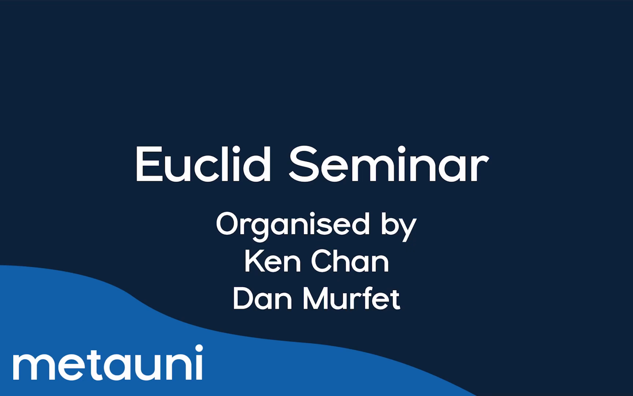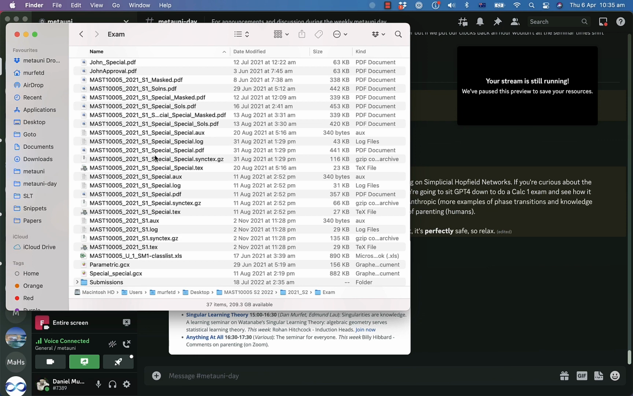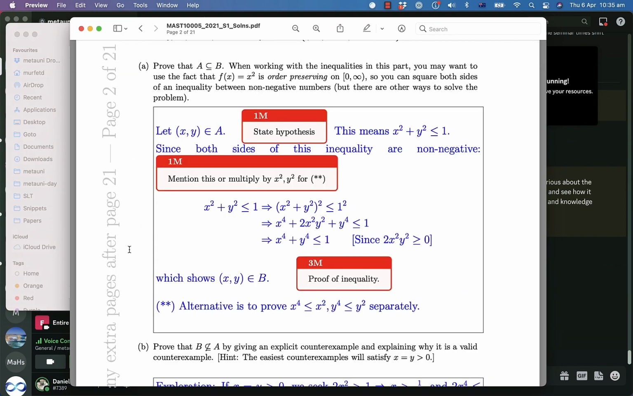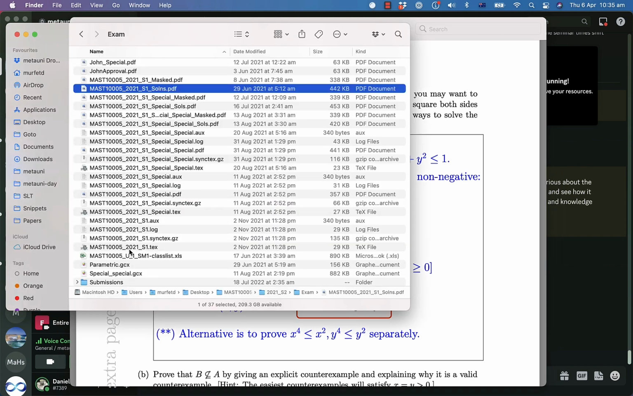Okay, so I have GPT-4 open. Here's my exam from first semester last year, Calculus 1. So I'll have the solutions open and we'll see how it does.